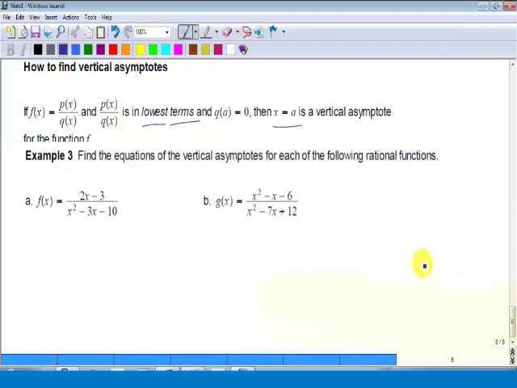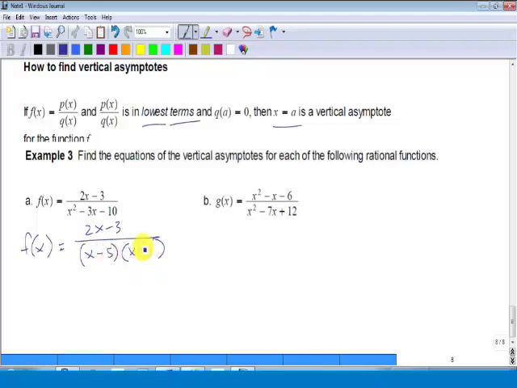(2x minus 3) over (x squared minus 3x minus 10). Do you suppose that's in lowest terms? It may not be, so we have to check. Let's factor the denominator. The numerator cannot be factored.